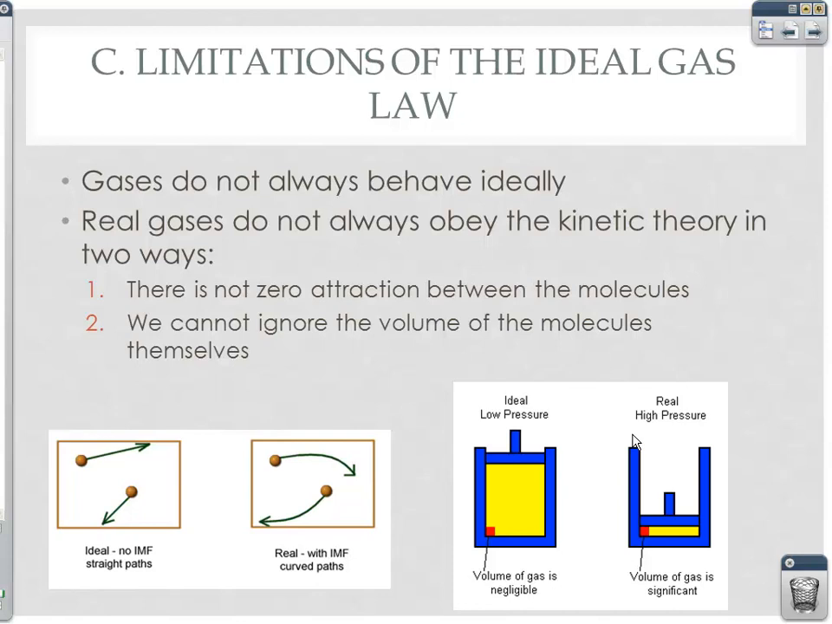Alright, limitations of the ideal gas. They are called ideal for a reason. Not all gases behave ideally. Real gases do not obey the kinetic theory in two ways. The attraction, we talked about that with the larger gas molecules. There's more van der Waals forces, so there's going to be more temporary dipole-dipole moments, and interaction is not negligible. And volume itself, again, back to size, cannot be ignored, so it's not negligible at all.